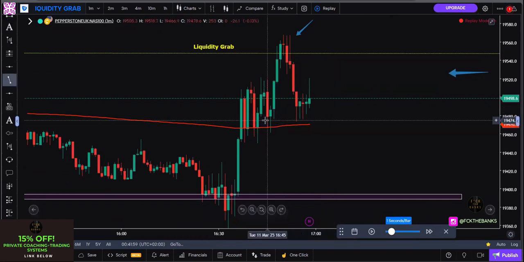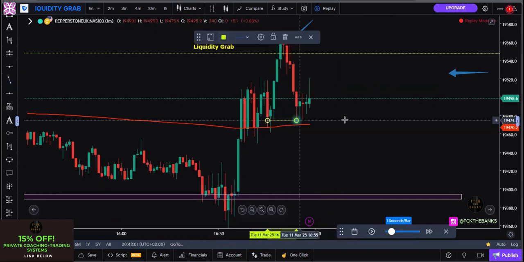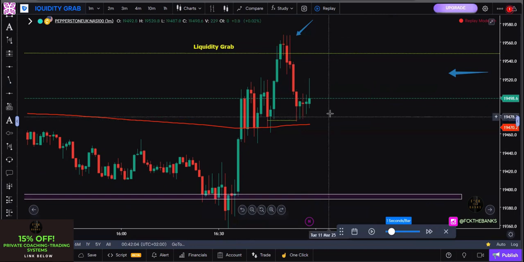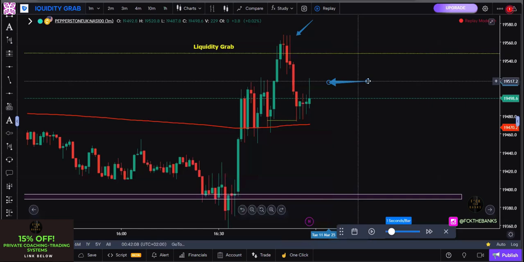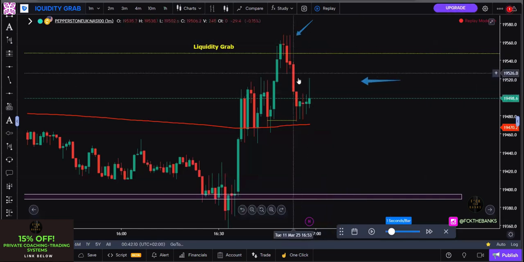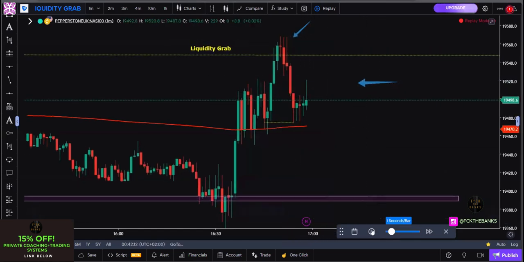The thing is, I know a lot of traders lost this day because they just entered. As you can see here, we had this imbalance. I know a lot of traders took some sell positions around here, but just take a look at what happened next.